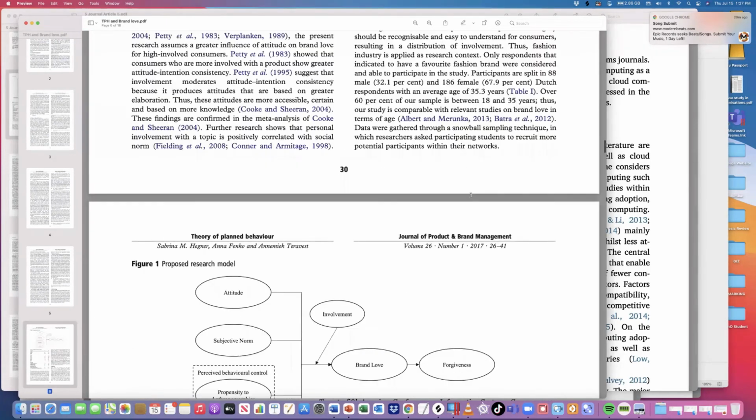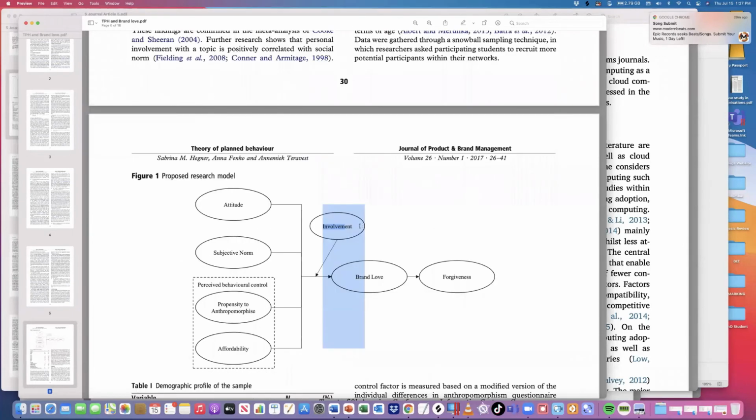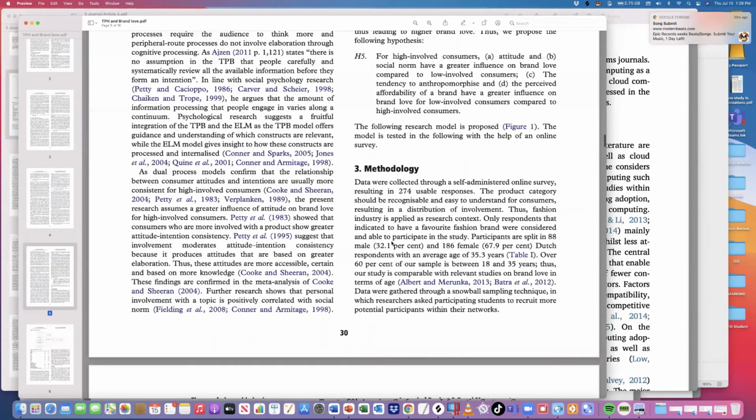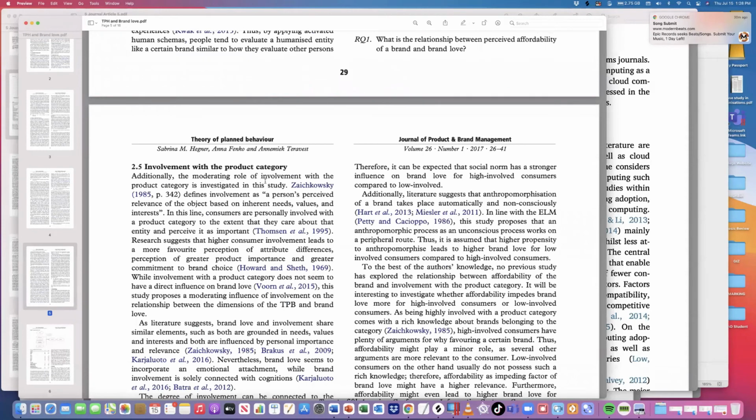This paper is a combination of the two because involvement is not part of the theory of brand behavior. He said that if your involvement is higher with the brand, you are likely to have more love for it, which makes sense. So he found involvement as a variable and added involvement with product category. Additionally, the moderating role of involvement with the product category is investigated. Zaichkowsky defines involvement differently. Research suggests that higher consumer involvement leads to more favorable perception of attribute differences, perception of greater product importance, and greater commitment to brand choice.